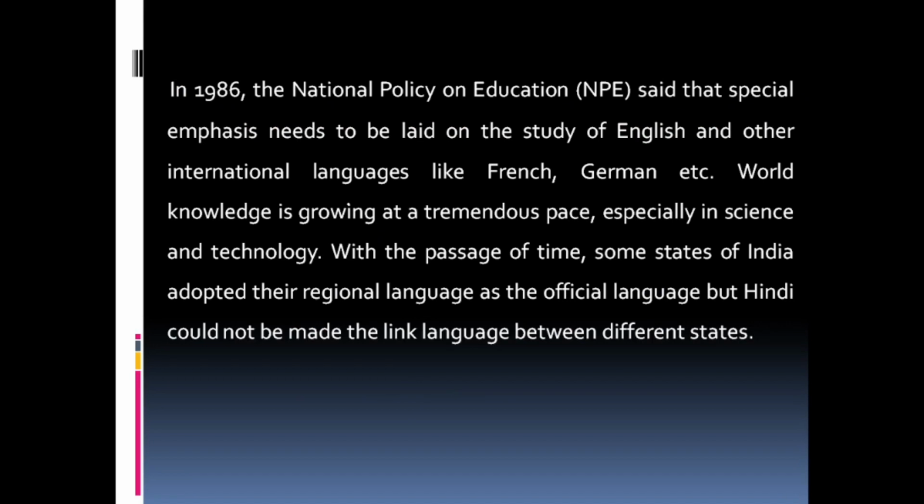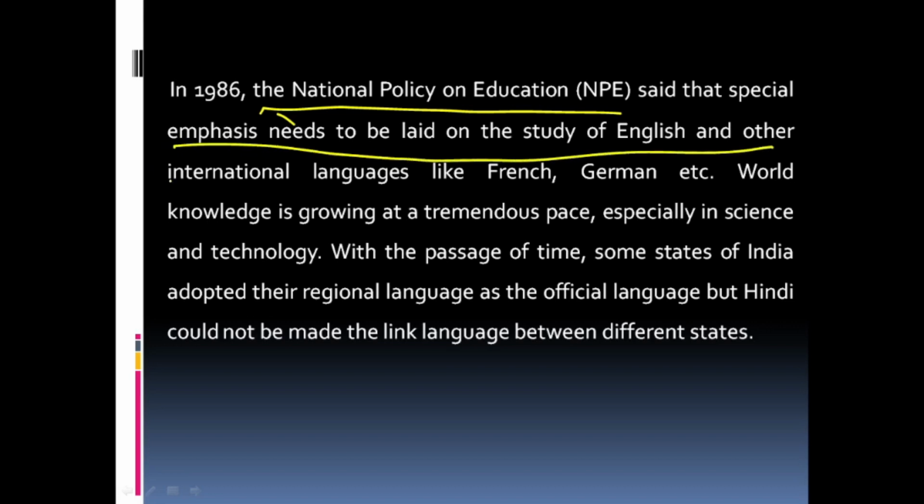language. In 1986, the NPE, National Policy on Education, said that special emphasis needs to be laid on the study of English and other international languages like French, German, etc. World knowledge is growing at a tremendous pace, especially in science and technology. With the passage of time, some states of India adopted their regional language as the official language, but Hindi could not be made the link language between different states.